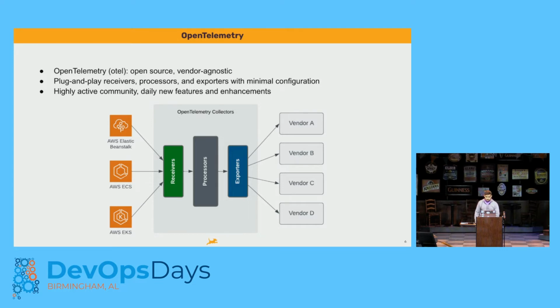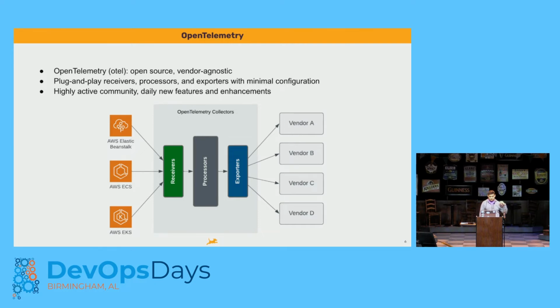AWS is backing it, a lot of the APM vendors back it, and the open source community for it is gigantic. New features keep coming out daily, and it is pretty amazing all that it does. So with OpenTelemetry, what we basically have are these plug-and-play receivers, processors, and exporters that require very minimal configuration, but allow us to collect telemetry data from anything that we want.